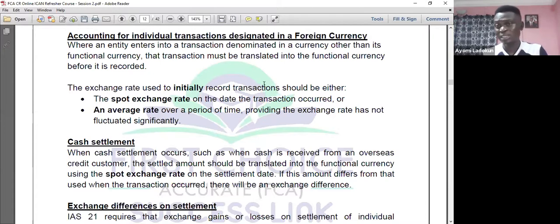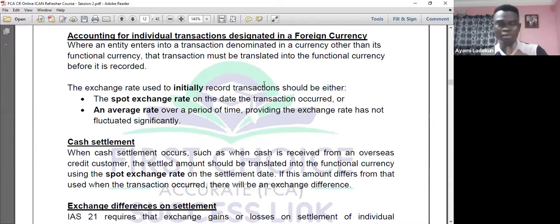I think in 2019, the exchange rate of the naira to the dollar in Nigeria was relatively stable. So in that regard, you can decide to use an average rate. Some companies have even predetermined the exchange rate they want to use, probably because they have entered into forward contracts. Average rate usually applies to interest, because interest is paid over a period of time.